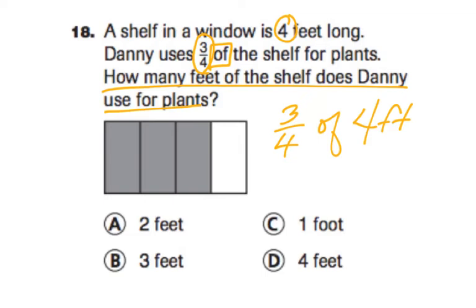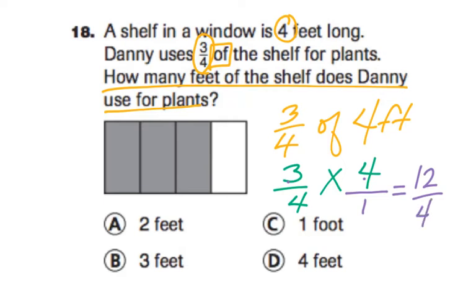This tells me this is a multiplication problem, because every time I see this 3/4 of, or a fraction of, I'm multiplying. So I know I'm multiplying 3/4 times 4 wholes, which is just like saying 3/4 times 4 over 1. I can multiply straight across and I get 3 times 4, which is 12, over 4 times 1, which is 4. And I can rename this. 12 divided by 4 is equivalent to 3 wholes. So 3 whole feet.